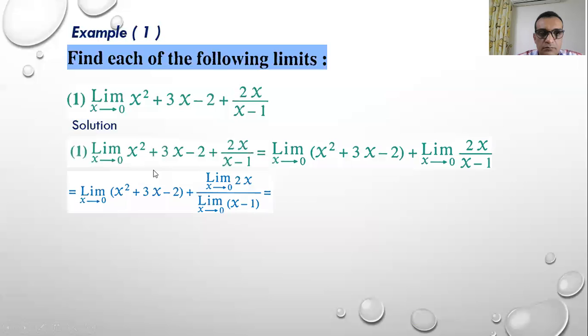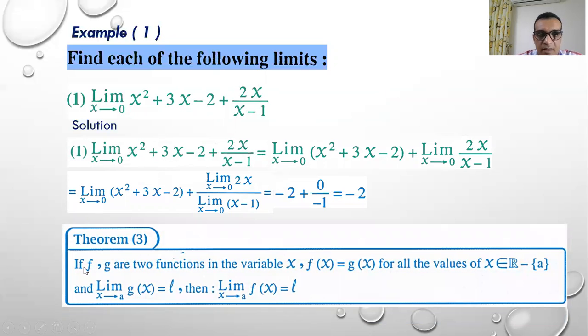which equals the limit of x squared plus 3x minus 2 when x approaches 0 plus the limit of 2x when x approaches 0 over the limit of x minus 1 when x approaches 0, equals, by replacing, negative 2 plus 0 over negative 1, equals negative 2.